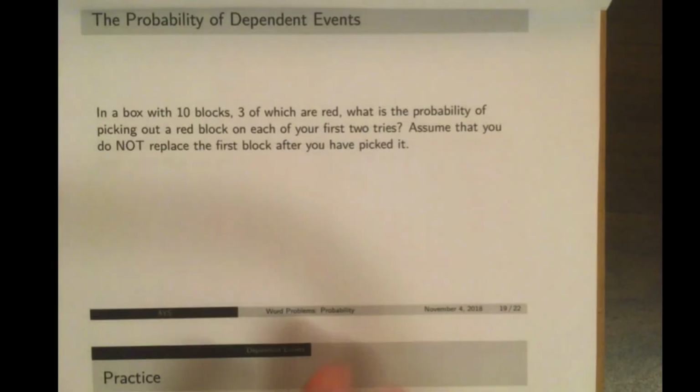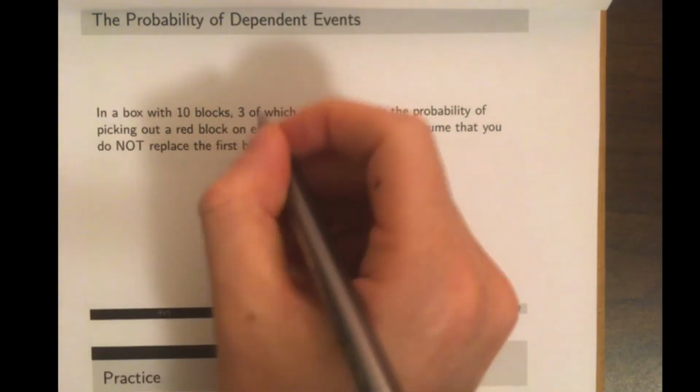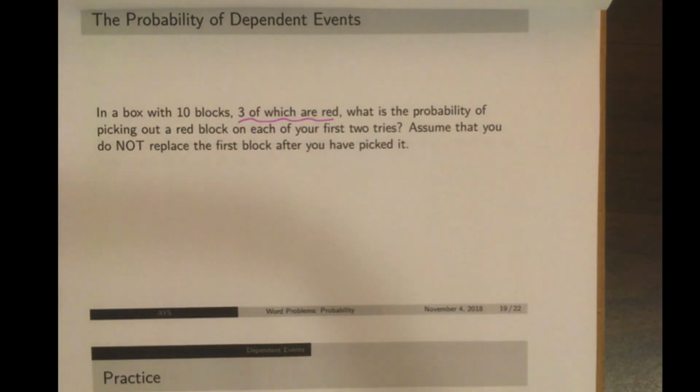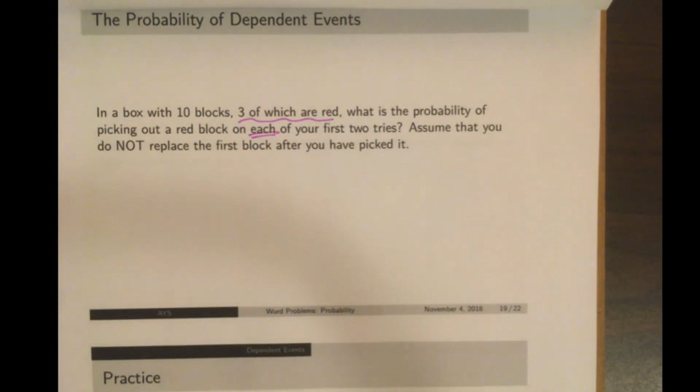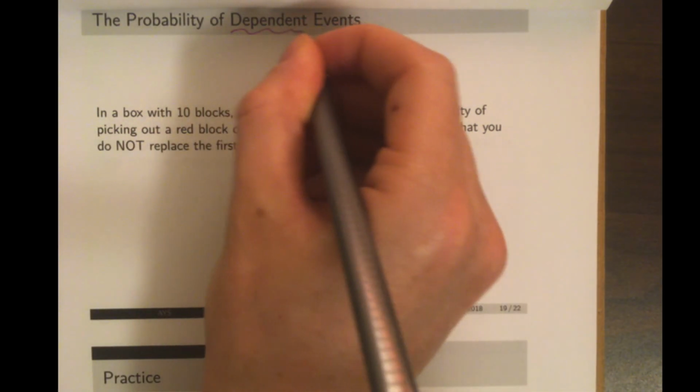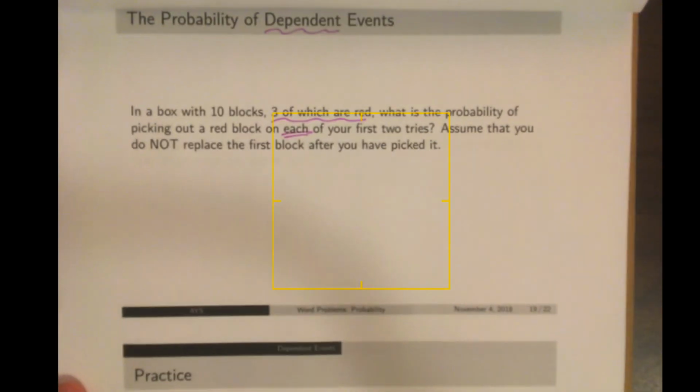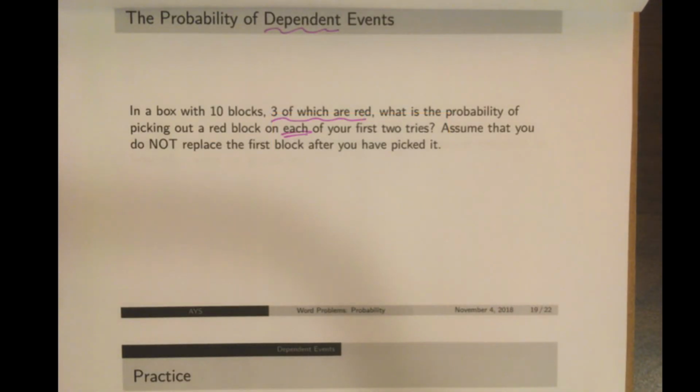In a box with 10 blocks, 3 of them are red. What is the probability of picking a red block on each of your first 2 tries? Assume that you do not replace the first block after you have picked it. So this is our last topic, dependent events. After I pick the first block, I don't put it back in, so that block doesn't even exist for the next picking.